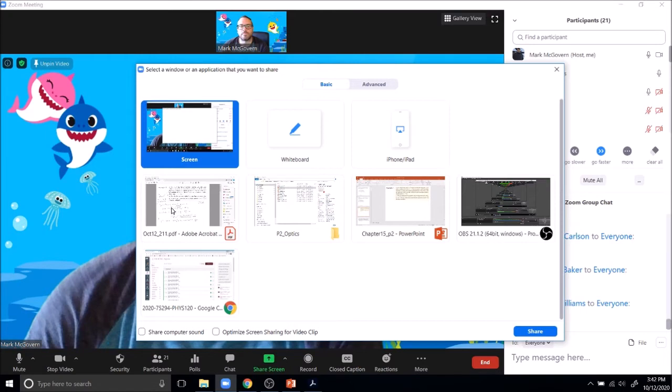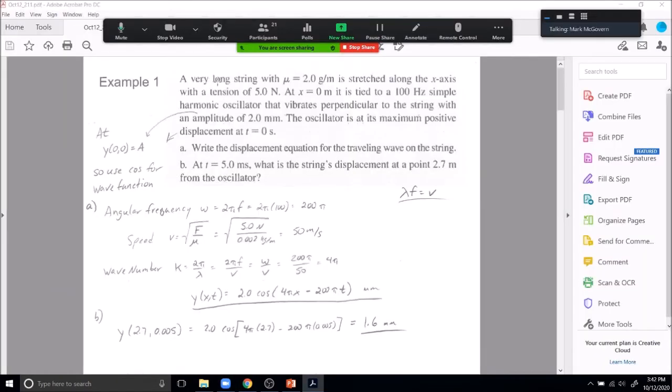A very long string, that's not that important, with a mass per unit length of 2 grams per meter. You're going to eventually have to put that mass per unit length in SI units because your tension's going to be in newtons. So you got to make sure things are in kilograms. Stretched along the x-axis with a tension of 5 newtons.